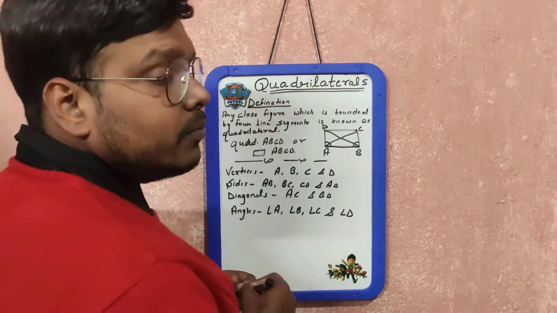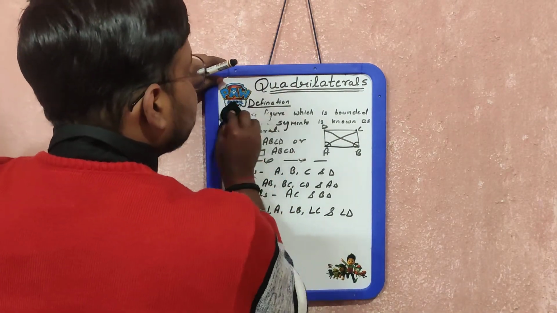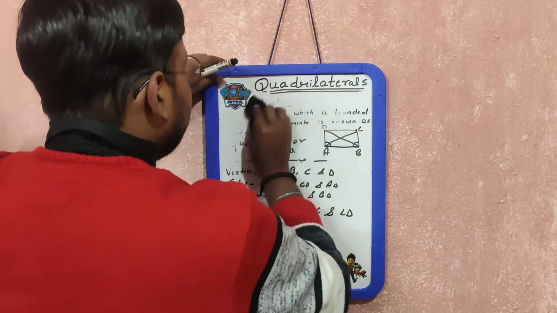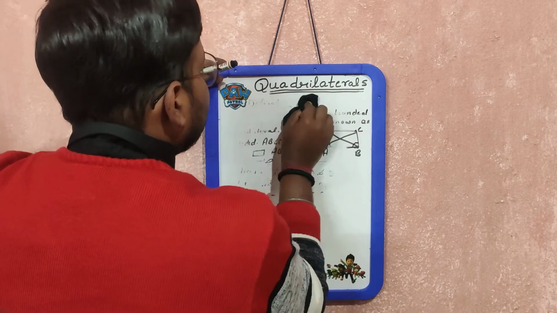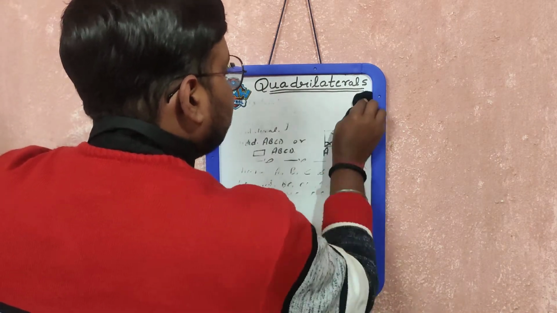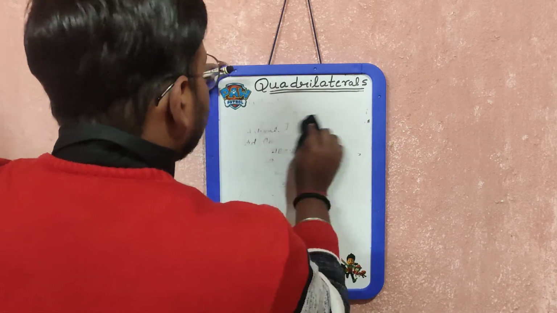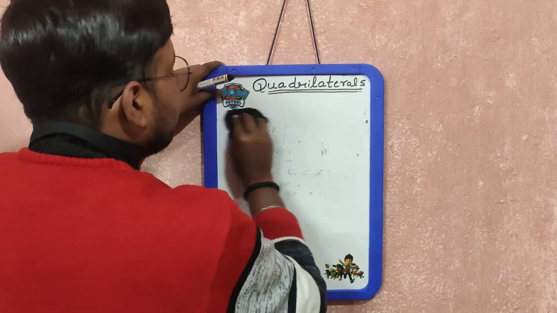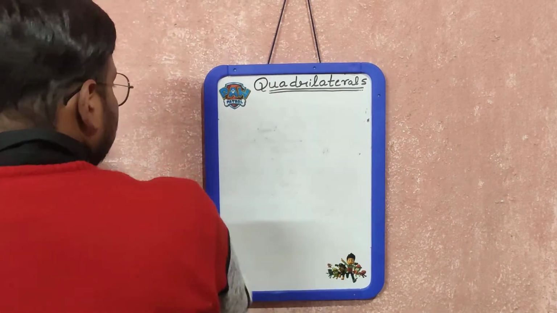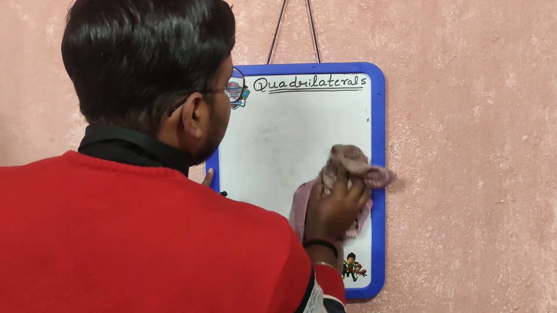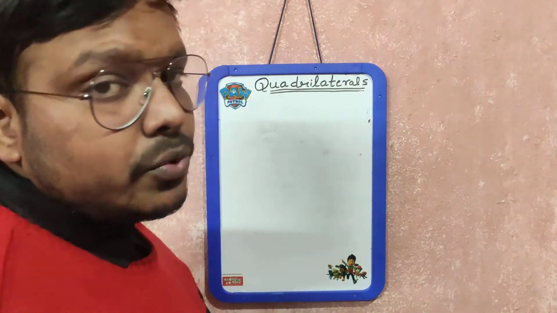Now we move ahead towards the types of quadrilaterals. There are many types of quadrilaterals, but note that all quadrilaterals have only four line segments. There are no more than four or not less than four. All quadrilaterals have only and only four line segments. So we move ahead to the types of quadrilateral, which is the most important part.